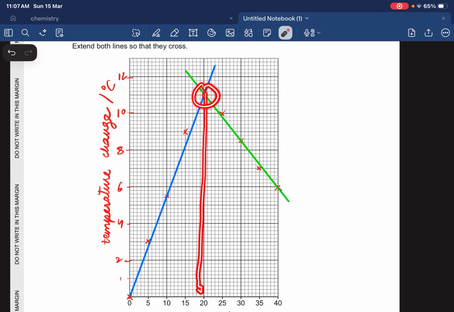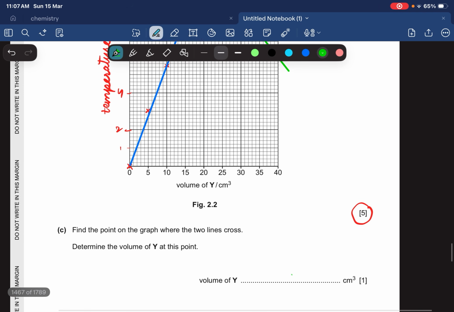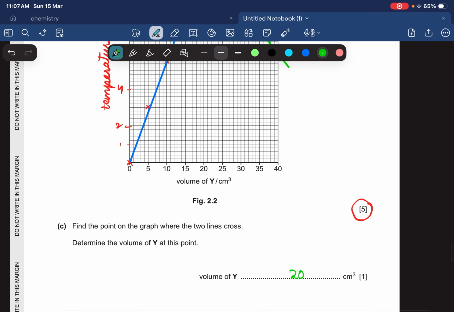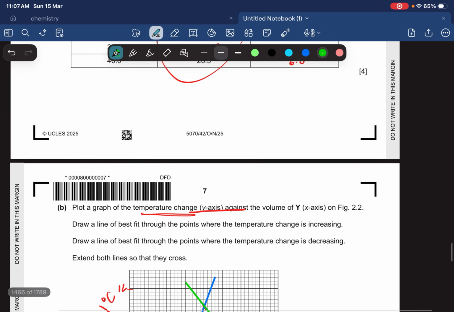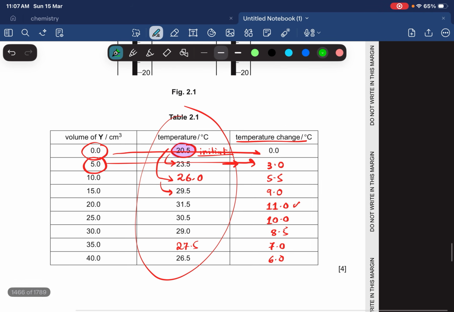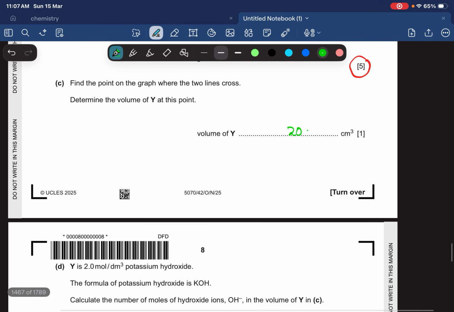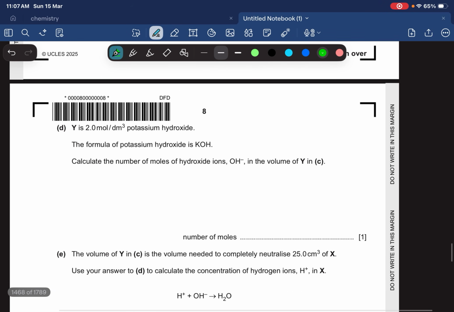Okay? So, I'm going to write 20. Yeah, it's fine if you write 20. But if you add a 0, what are we taking Y with? Okay, it's fine if you write 20. Here it's fine. Y is 2 mole. Now they're telling you again, it's 2 mole potassium hydroxide.